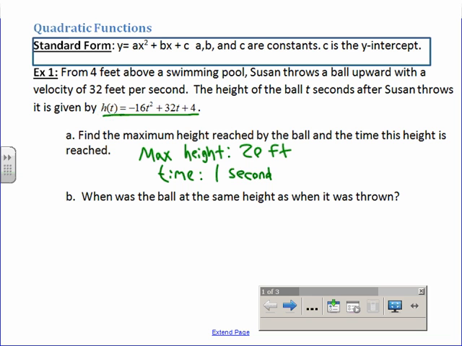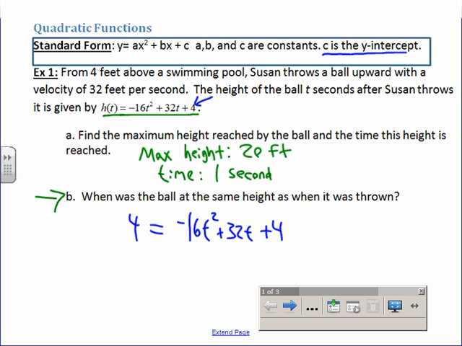So in for the height, I need to put what we're concerned about in this situation, scenario B. So when is the ball the same height as when it was thrown? Well, what height was it thrown from? Let's look. C we set up here is the y-intercept, the initial value. So this ball was thrown from an initial value of 4 feet. So I want to know when did the height become 4 again. So 4 equals negative 16t squared plus 32t plus 4.